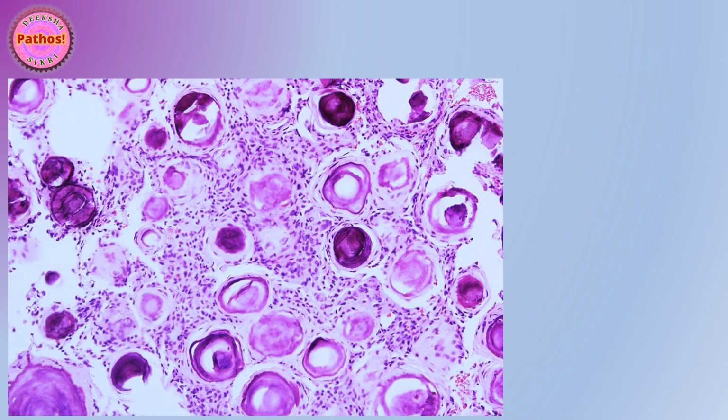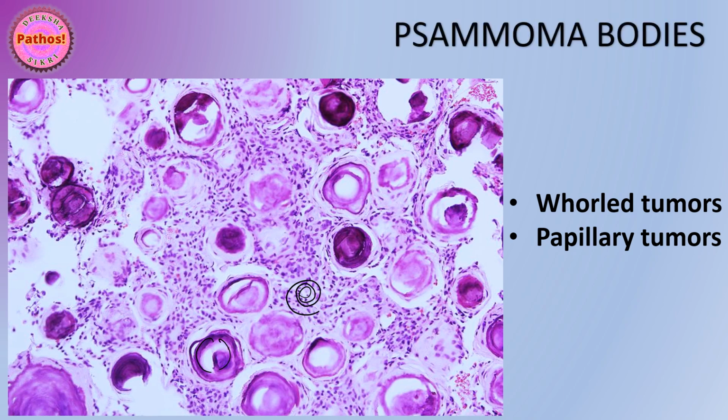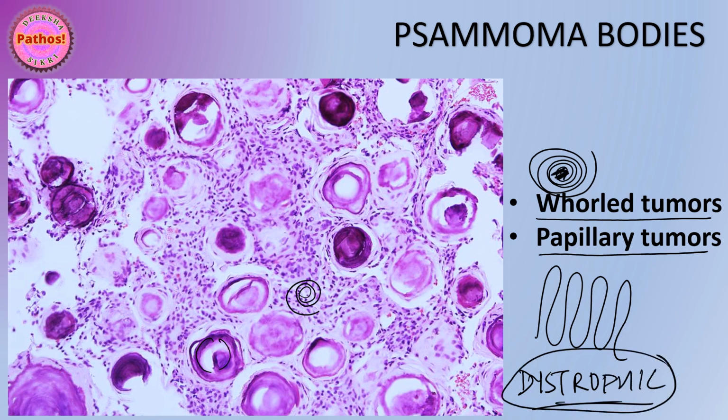Again, look at these slides. I hope you can make out, it looks like there is circular arrangement. These are called psammoma bodies, and they are very classically seen in whorled tumors and papillary tumors. So whorled tumors is where the cells are arranged like this, and papillary tumors are where the cells are making structures like this. Either ways, there is dystrophic calcification, and that could lead to dystrophic calcification either in the center, like you can see here, or in the tips of the papillae, like you can see in papillary carcinomas of thyroid, kidney, or even ovary.